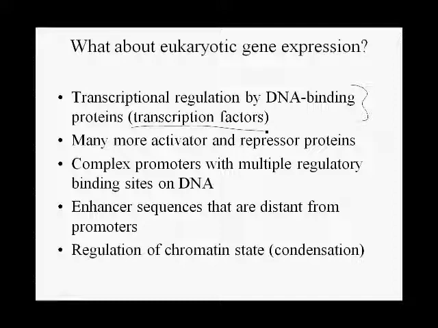Where eukaryotes differ from prokaryotes is that eukaryotic genomes encode many more activator and repressor proteins. The human genome contains about 2,000 DNA binding proteins which regulate gene expression. And eukaryotic genes have much more complex promoters. If you thought the lac operon was complicated with 3 different binding sites, eukaryotic promoters have many more binding sites for proteins.